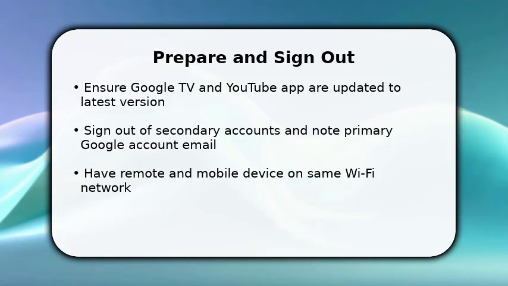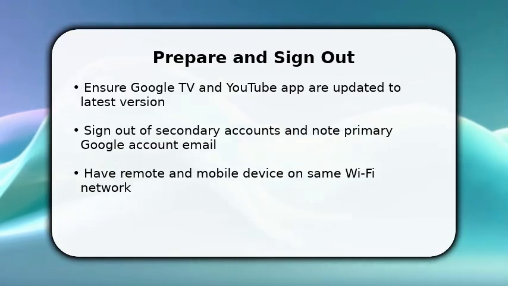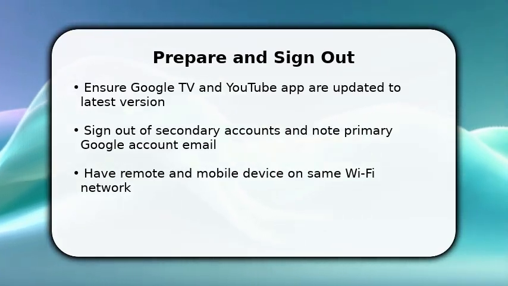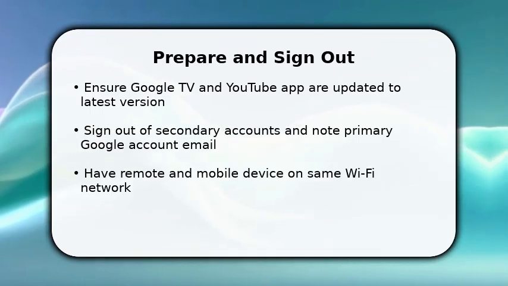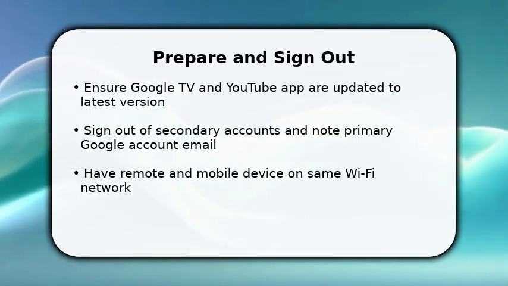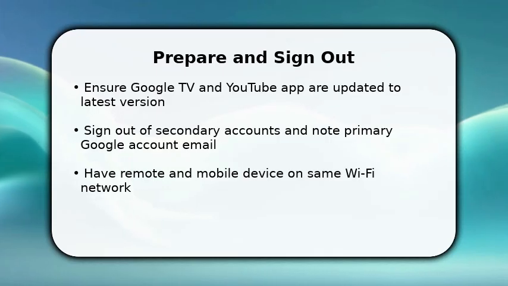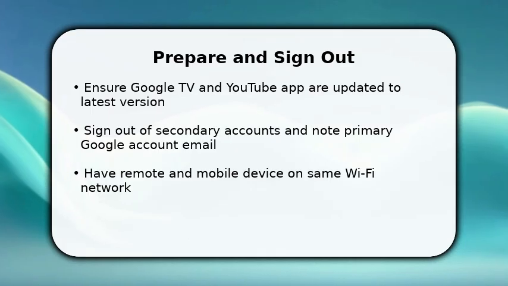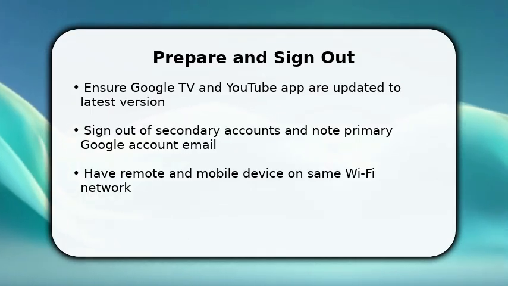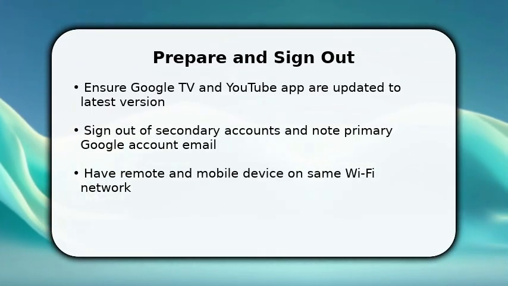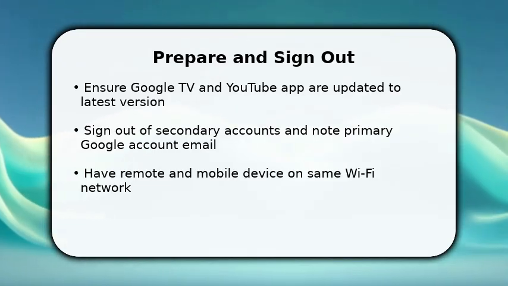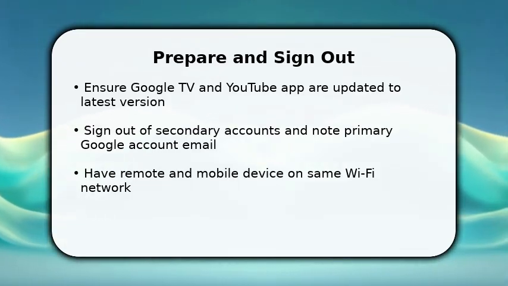You'll start by pruning account clutter and confirming updates. On your Google TV, open Settings and check for System and YouTube app updates. Install them now. Once done, sign out of any non-essential YouTube profiles so YouTube's ad settings apply correctly to your main account. Make sure your remote and phone are on the same Wi-Fi. You'll use the phone for faster settings changes and ad controls. This prepares YouTube to accept the following ad reduction steps.